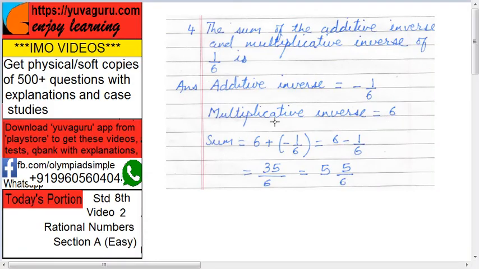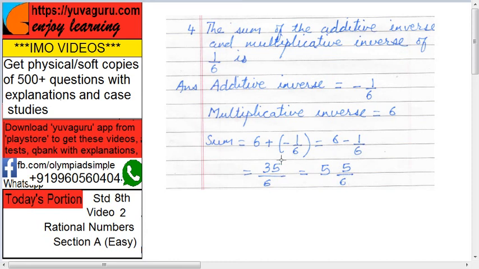So what is the question? The sum of additive and multiplicative inverse of 1 by 6 is. Now add these two. 6 plus 1 minus 1 by 6, right? So solve this. 6 sixes are 36 minus 1, 35 by 6.